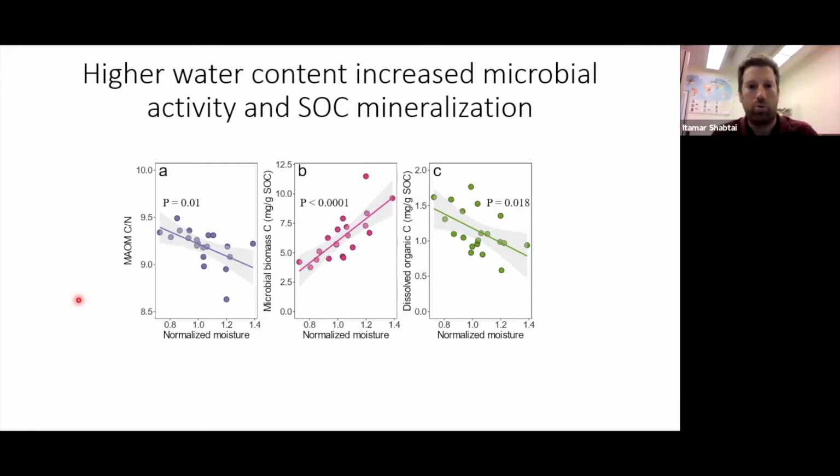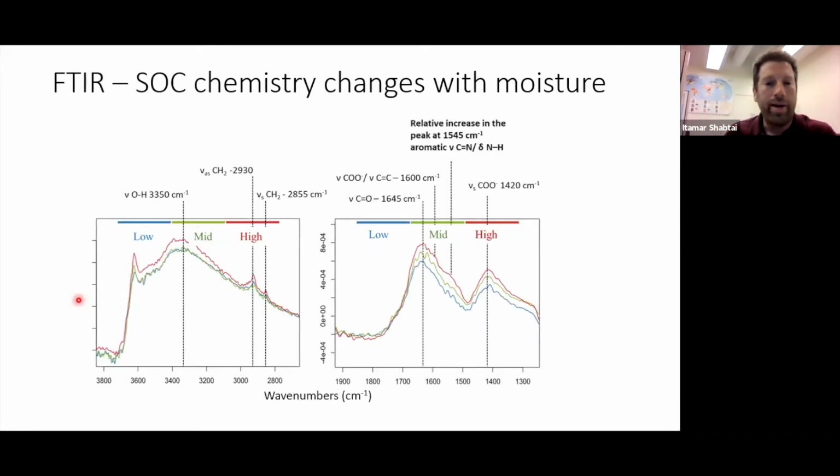And then we did FTIR spectroscopy to look at how these changes in processing of carbon reflected on the chemistry of the carbon. The three spectra are averages of soils from high, mid, and low moisture levels. And when the absorbance of a peak is higher, that means there is more of that functional group at this specific wave number in the soil. So we'll go from left to right.